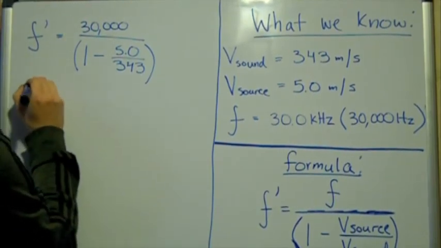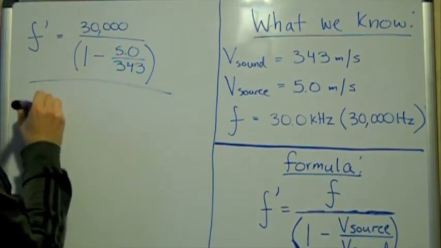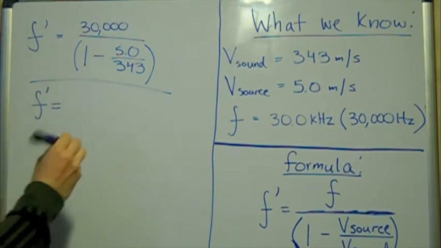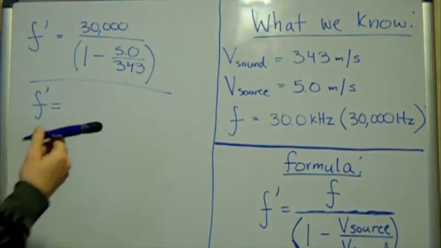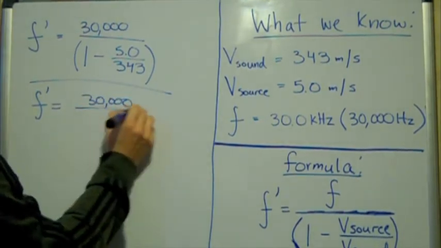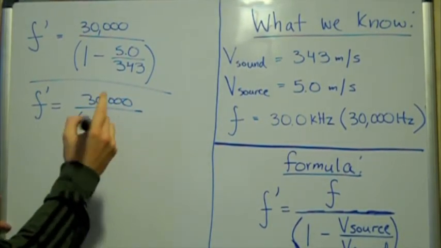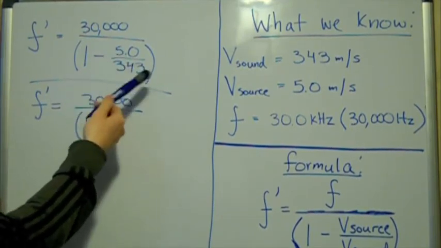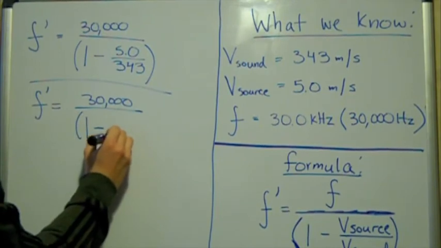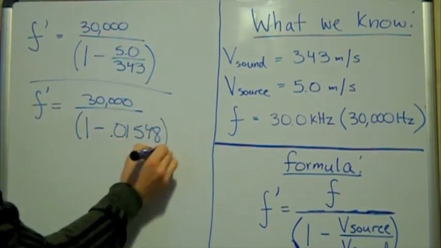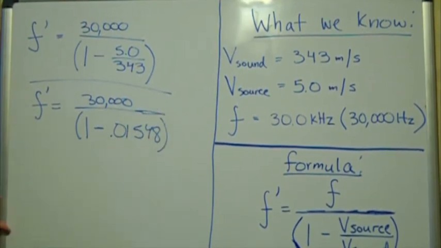And when we end up solving this, our f prime is going to be 30,000 hertz over 1 minus, and I'm just going to simplify it for you, 5.0 divided by 343 gives you 0.01548. I'll just simplify that for you.